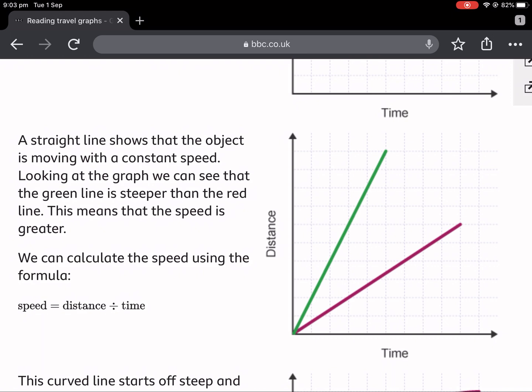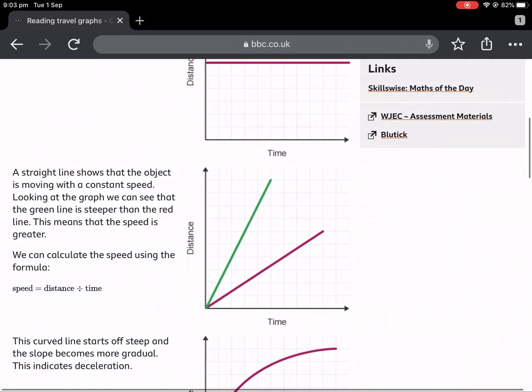So this one, if I count up for the green one, it went up 1, 2, 3, 4, 5, 6, 7, 8, 9, 10 lines, and went across 1, 2, 3, 4, 5 lines. So its distance was 10, its time was 5, so 10 divided by 5 is 2, so it's like 2 kilometers an hour or something.